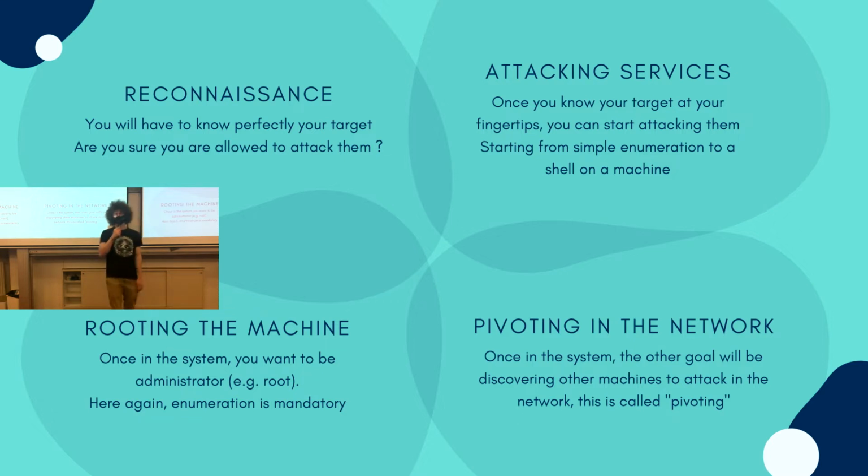Here again, enumeration is really mandatory. Without enumeration, you won't be able to do anything. And once you are an administrator, you can then try to pivot in the network. Pivoting is like finding other targets in the network. For example, if you're pen testing a company's internal service, you might have an Active Directory, and you have to know which machines are part of the Active Directory, who is the administrator of that Active Directory, etc. Also, you have to know if it's in a virtual network, and find all the machines in the virtual network.